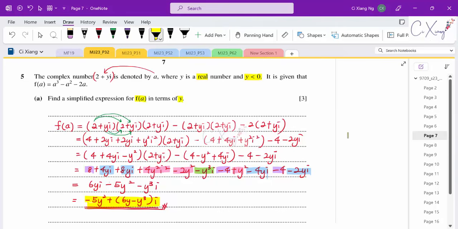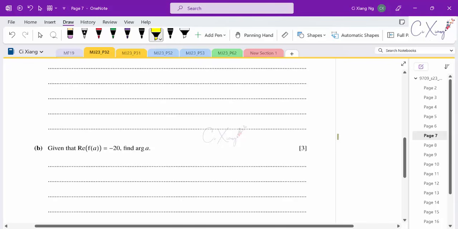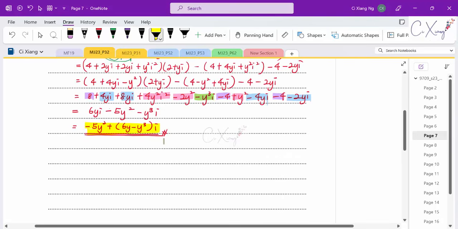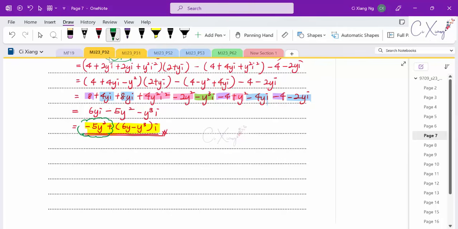So let's have a look at part B. For part B, they are telling us that the real part of f(a) is equal to negative 20, and now they want us to find the argument of a. Let's talk about the real part of f(a) first. This is my f(a). So where's the real part? The real part means the part without any imaginary i, right? So this is the real part.